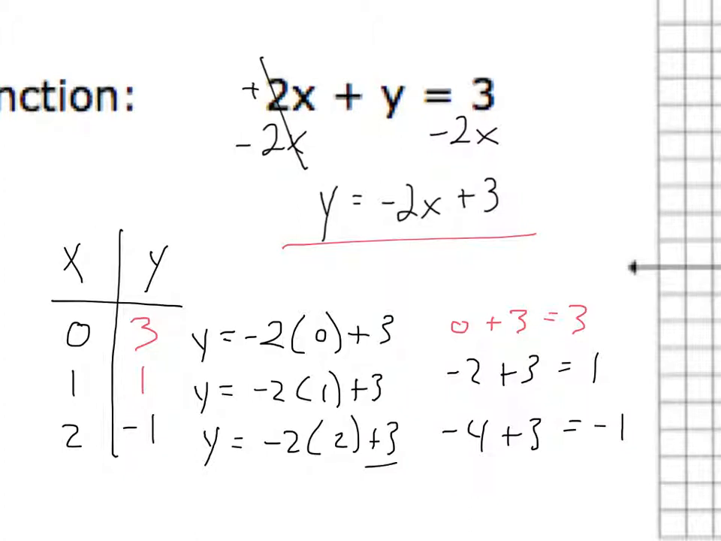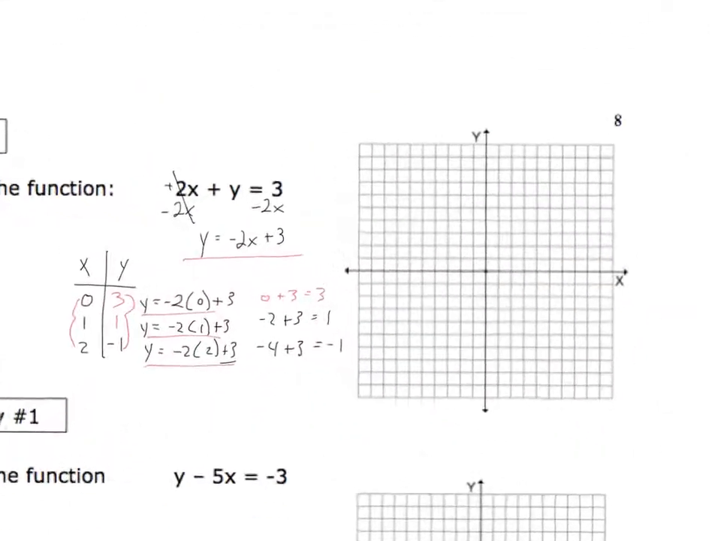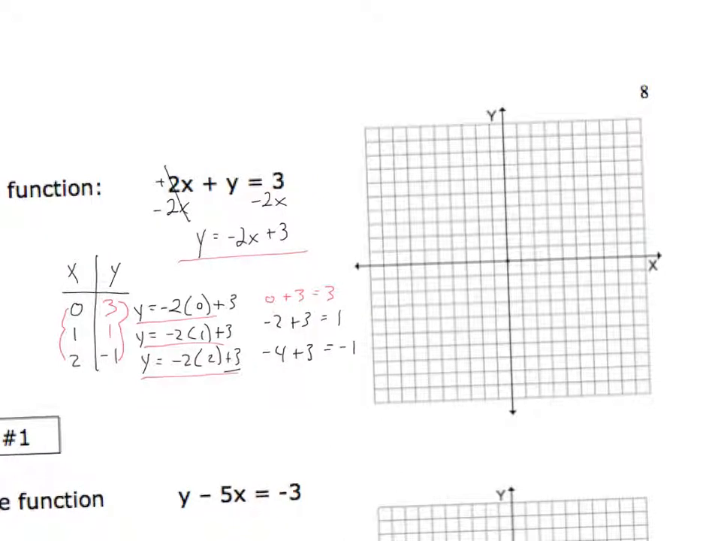Okay, so you'll notice on our table here that we have a pattern. So every time x goes up by 1, y goes down by 2. You'll start noticing these patterns, so eventually you won't even have to do all this work. You'll just start seeing the patterns and then go ahead and graph it accordingly. Okay, so our next step is then to go ahead and graph our points.